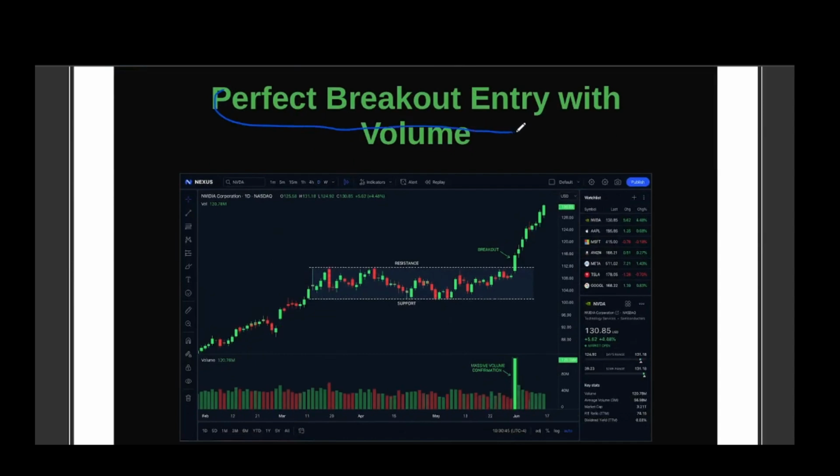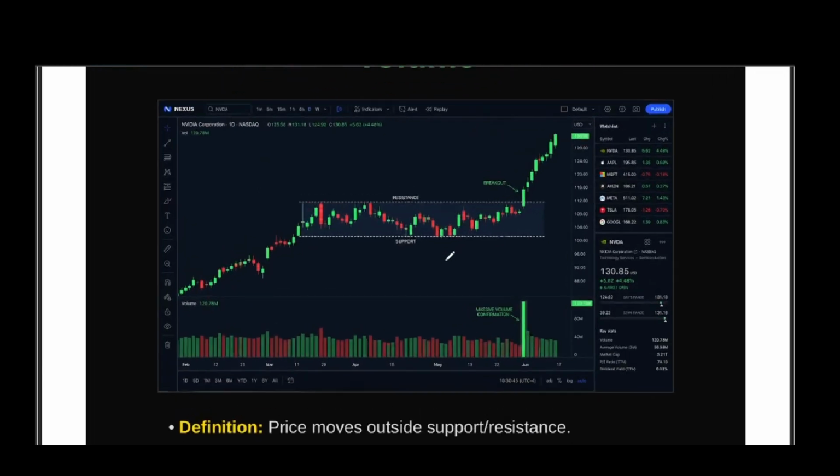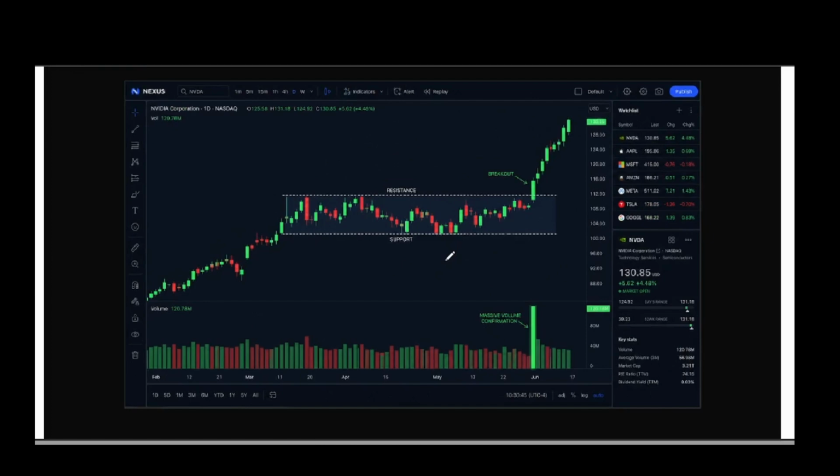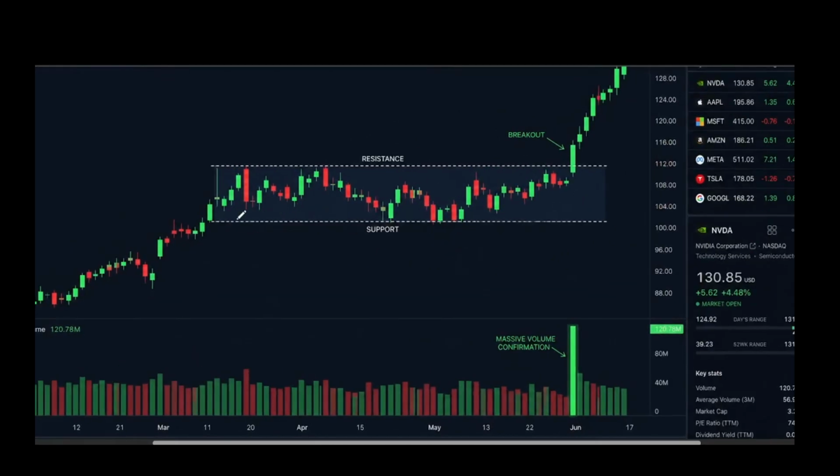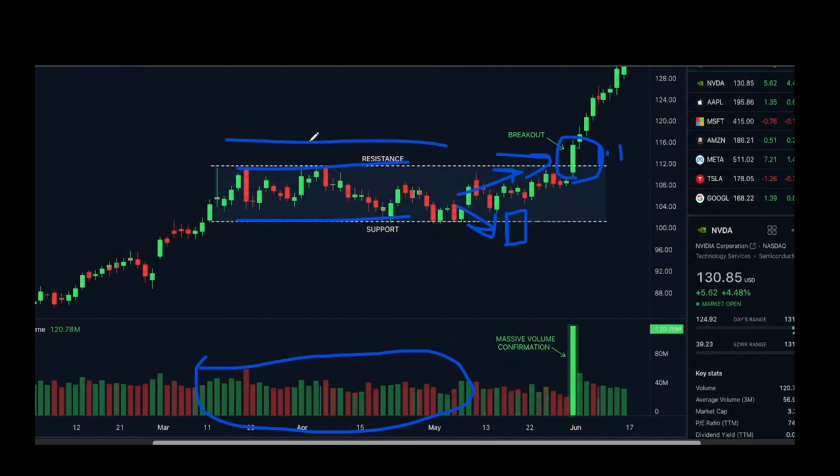Now for a perfect breakout entry with volume, let's see this chart. This is an Nvidia chart where you can see there is a support and resistance, and the market was consolidating here. Breakout traders trade based on a breakout of their zones, either in lower support or in resistance. Here you see a breakout in resistance, but you should not directly enter just looking at this candle. What if, after giving this breakout candle, the market starts consolidating again and increases its zone width to this much? Then it's going to cause you to hit your SL.